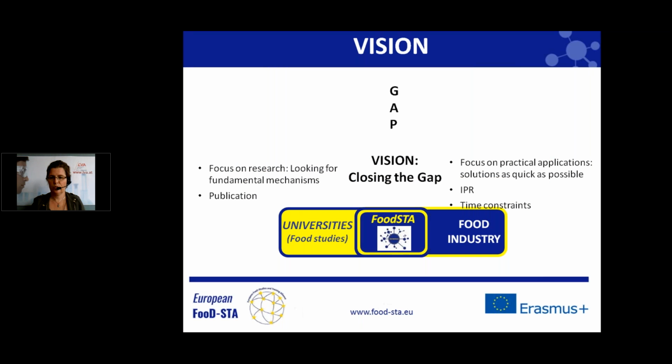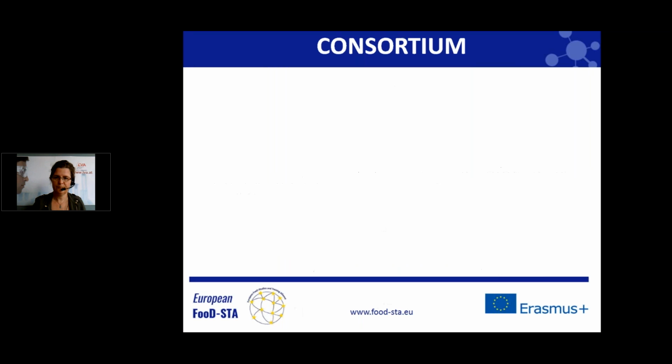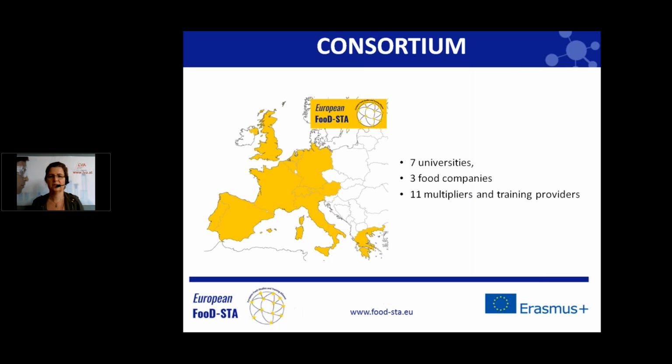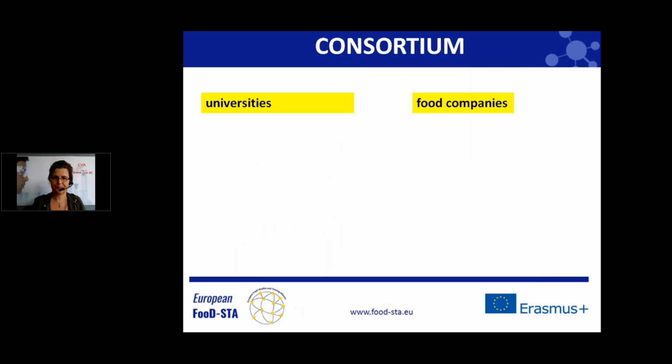By bringing together universities and food industries in long-term partnerships on European levels and offering services with low thresholds, we are trying to bring practical and academic knowledge together. The consortium involved in this work consists of 7 universities, 3 food companies, and 11 multipliers and training providers that are located all over Europe.